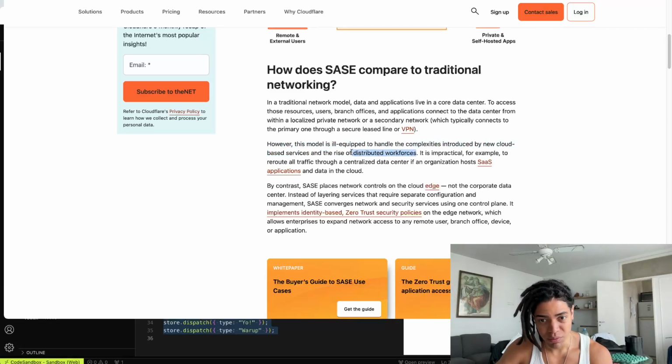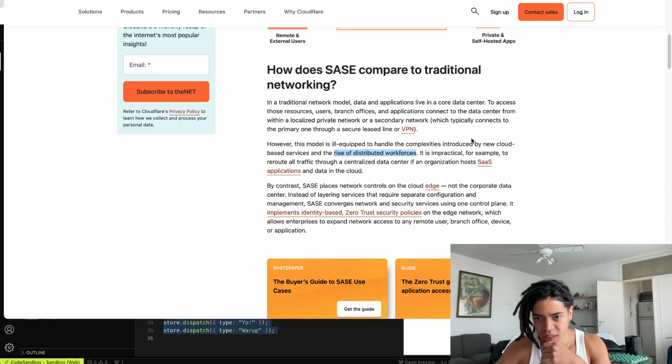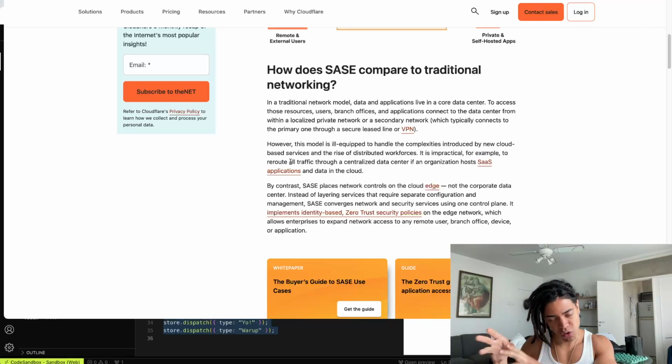The rise of distributed workforces, because now we are much more effective at a distance. That's what happened. And the new cloud-based services. It is impractical, for example, to reroute all traffic through a centralized data center if an organization hosts SaaS applications and data in the cloud.